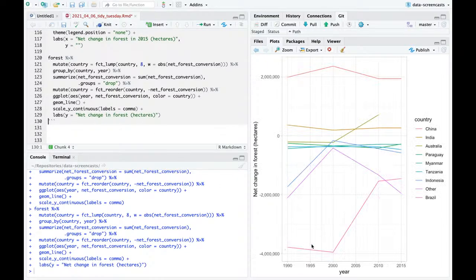Definitely knew about Brazil, the deforestation of the Amazon. That was a very well-known problem in the 90s when I was growing up, the deforestation of the Amazon in Brazil. All right, so this is one way to look at it by country.